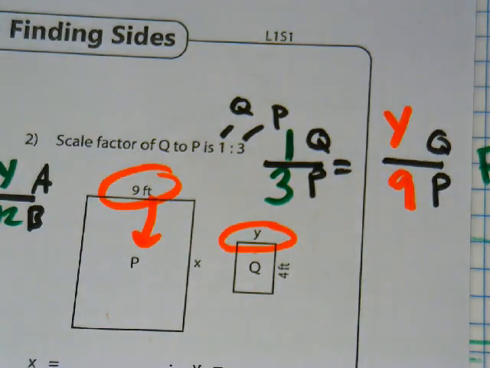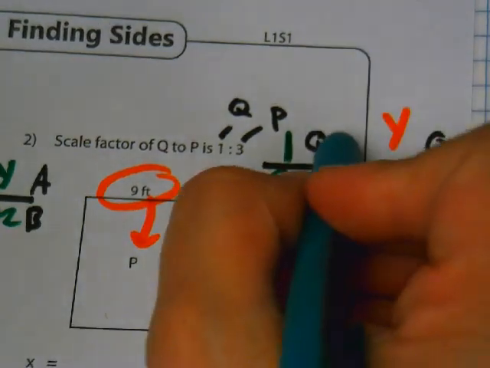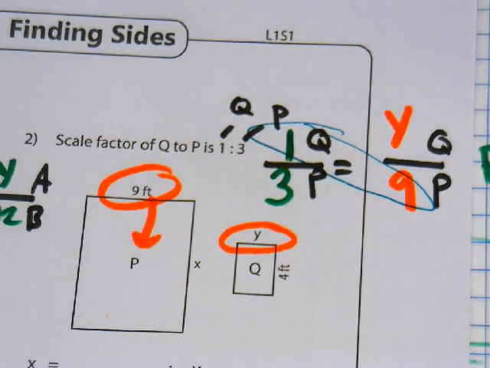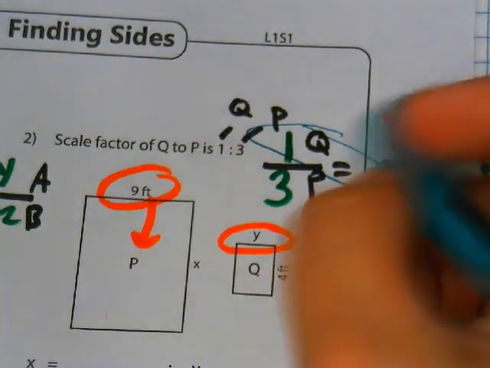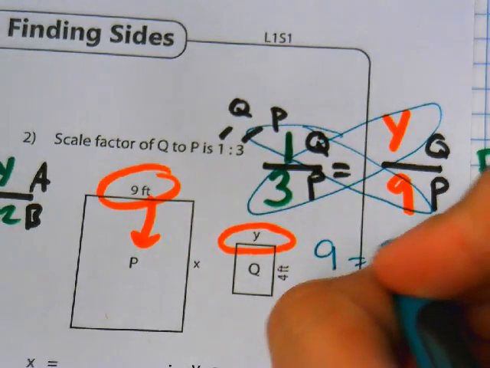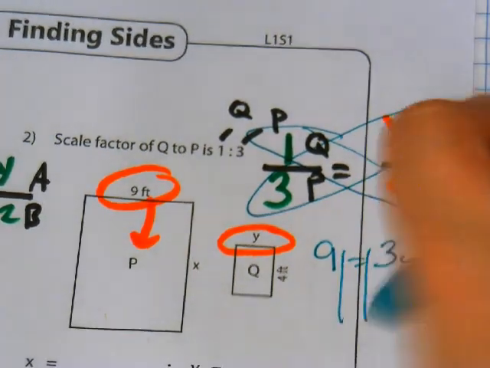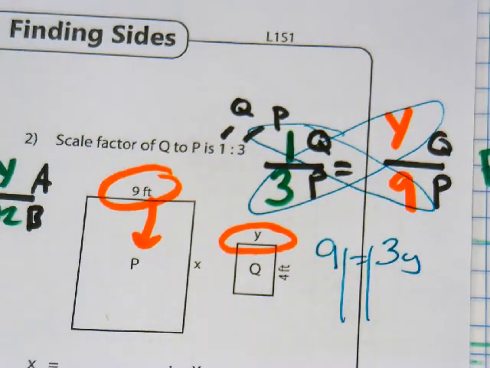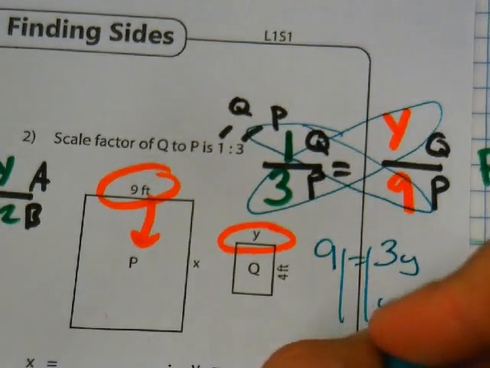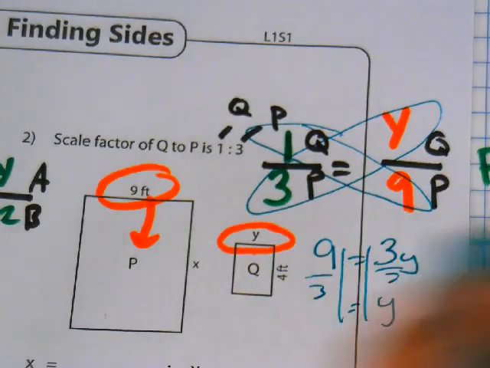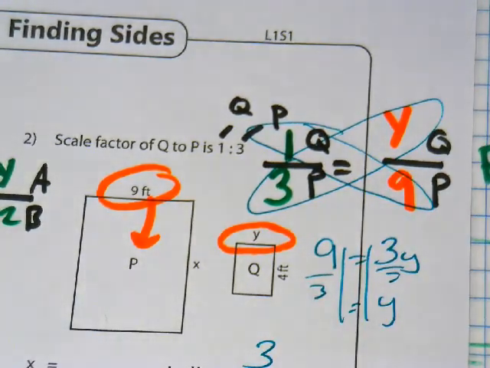All right, butterfly method. So we circle this. 1 times 9 is 9. 3 times Y is 3Y. Then you solve a simple equation. And what is Y equal to? 3.